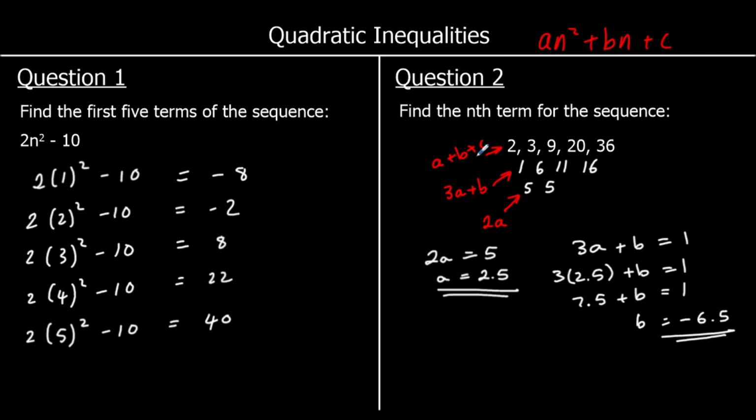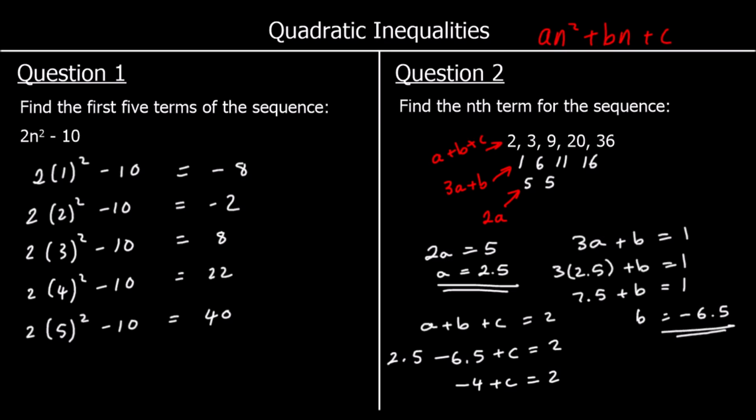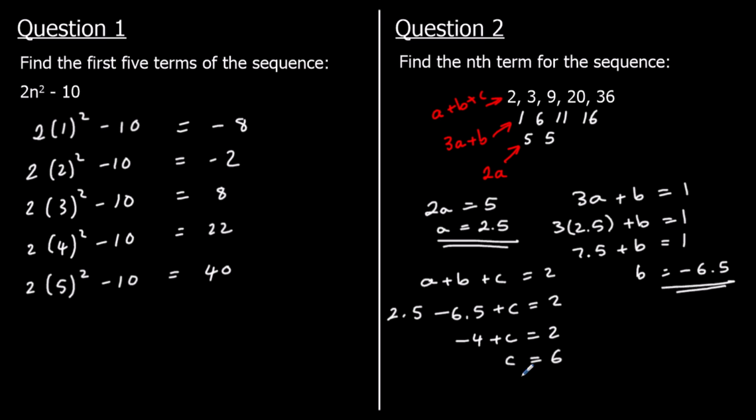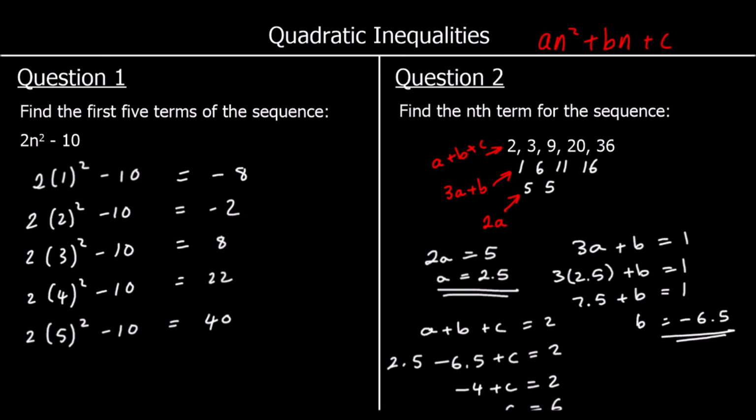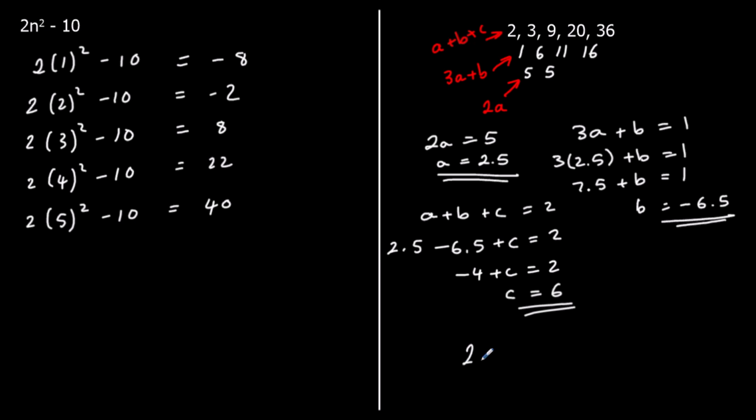And a plus b plus c is 2. So 2.5 minus 6.5 plus c is 2. 2.5 minus 6.5 is negative 4. So negative 4 plus c is 2. Plus 4 to both sides. C is 6. So remember it was an squared plus bn plus c. So 2.5n squared minus 6.5n plus 6.